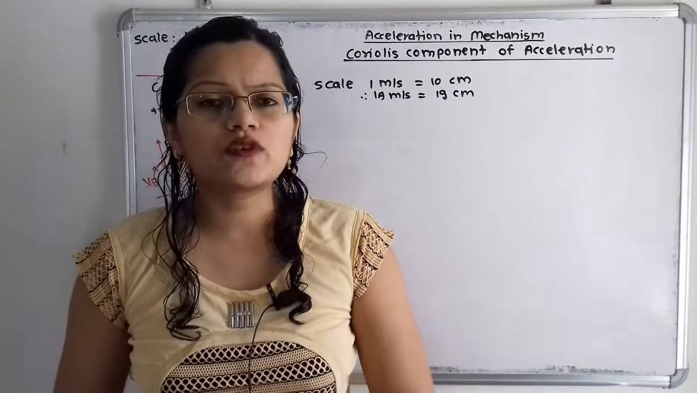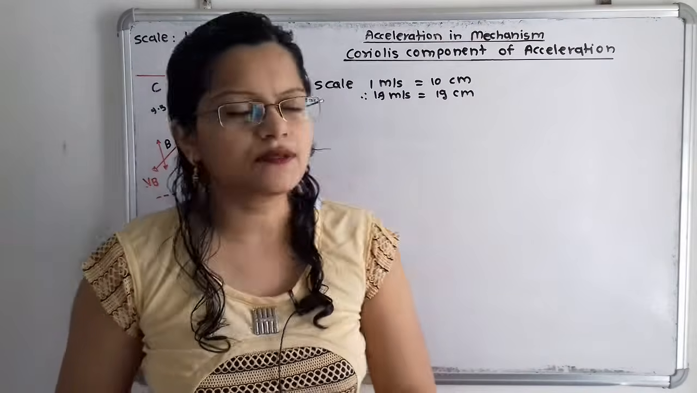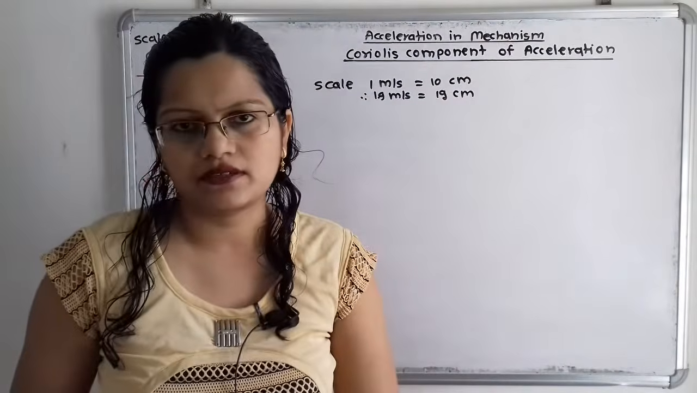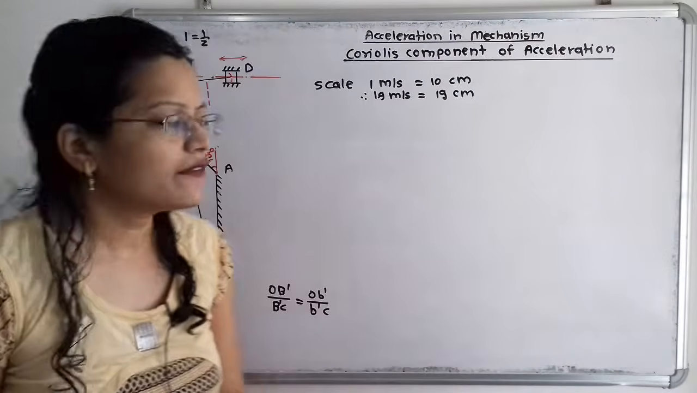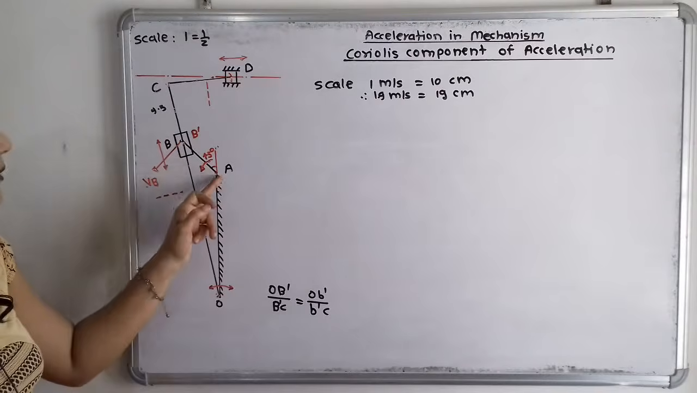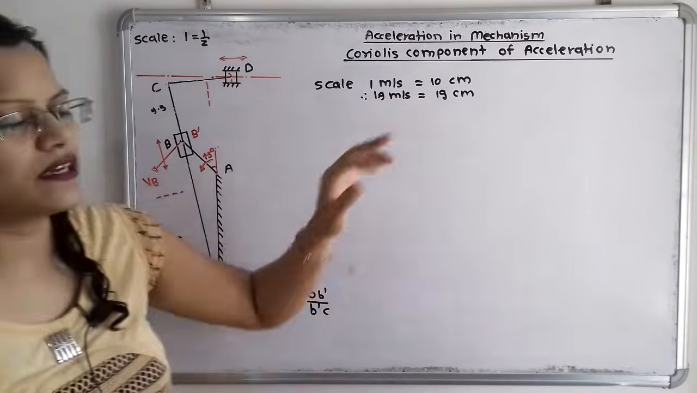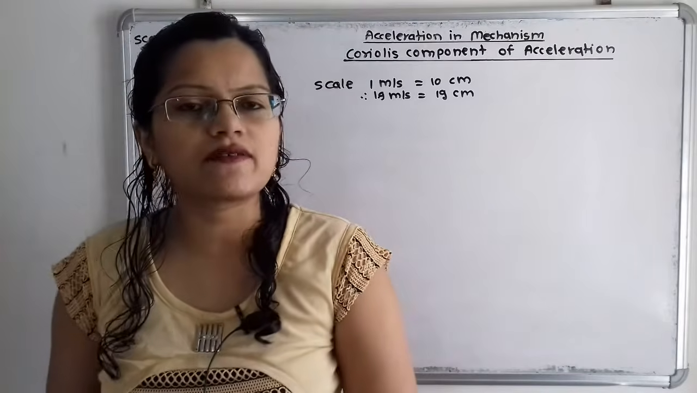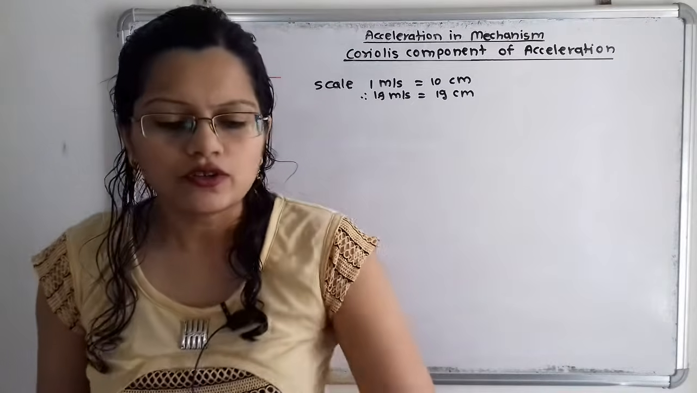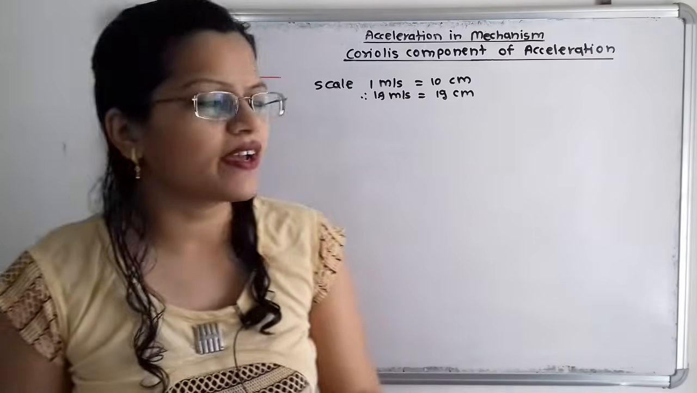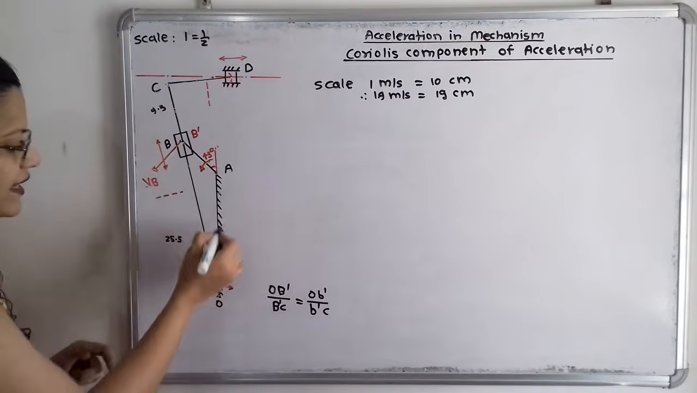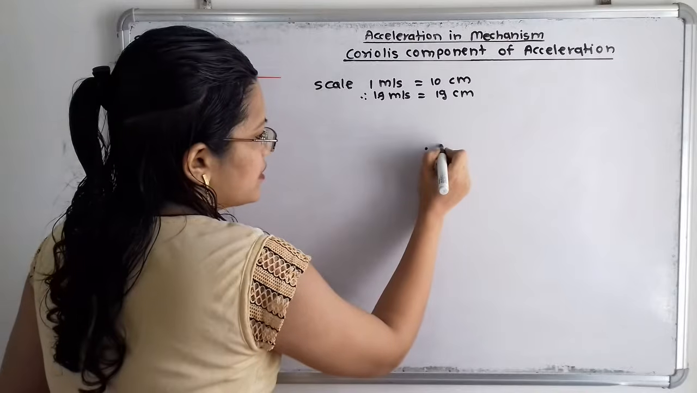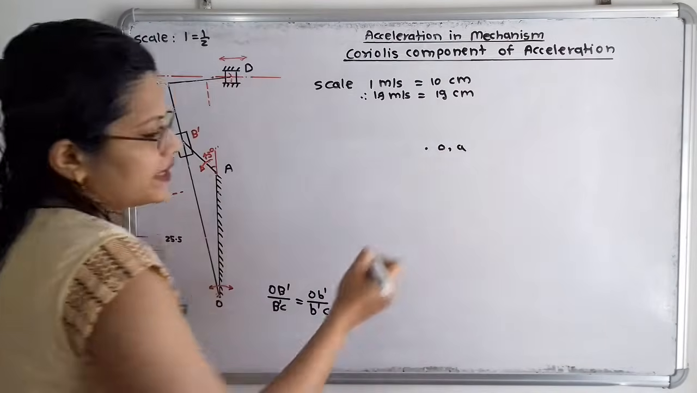Now we will move to draw the velocity diagram. As per this scale, 1 meter per second is equal to 10 centimeter. So the velocity of B with respect to A is 1.9 meter per second. So the scale is 1.9 multiplied by 10, that is equal to 19 centimeter. First I will consider the fixed points. In this diagram point A and point O are the fixed points. So consider here the point O, comma A.